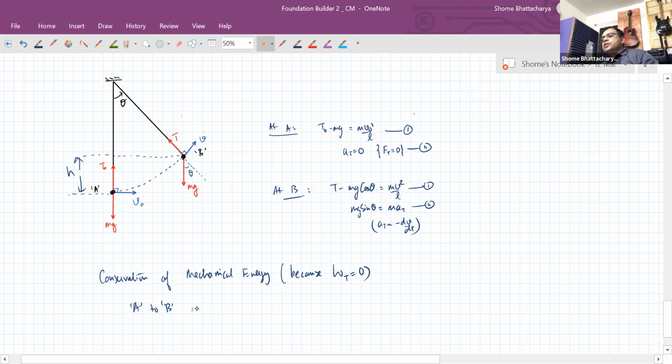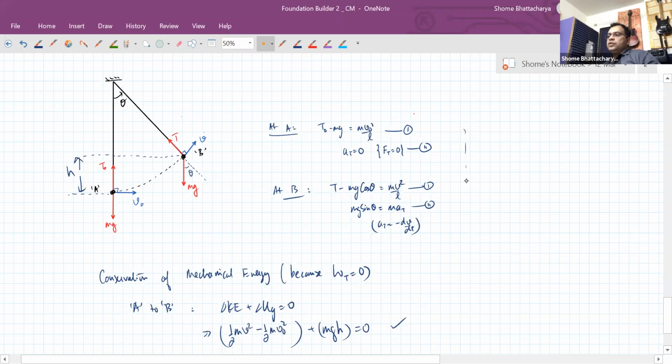important for us. Going from A to B, change in kinetic energy plus change in gravitational potential energy is 0. So half mv square minus half mv naught square, that's the change in kinetic energy, plus mgh, that is the change in potential energy. This should be 0. So that becomes another important equation for us.